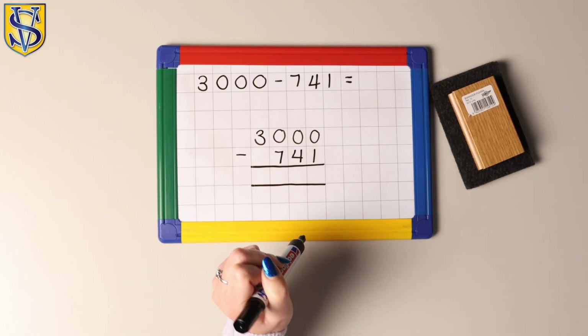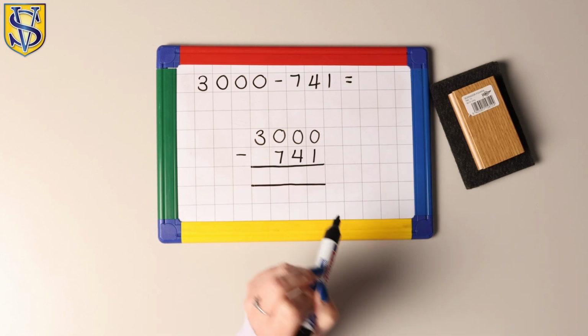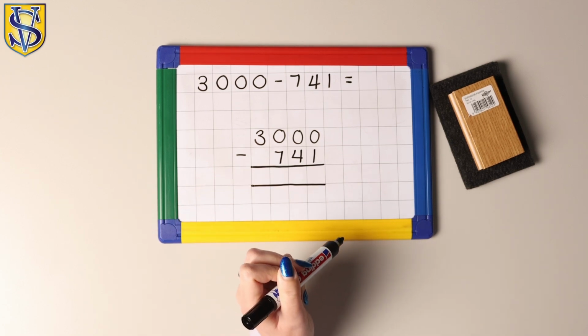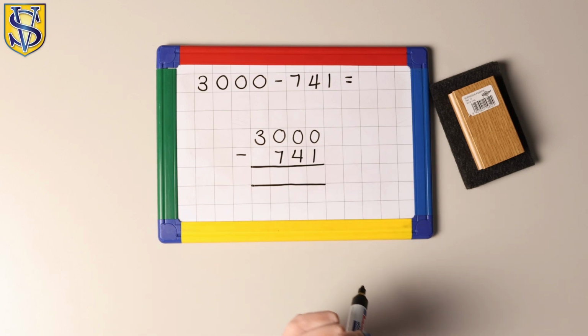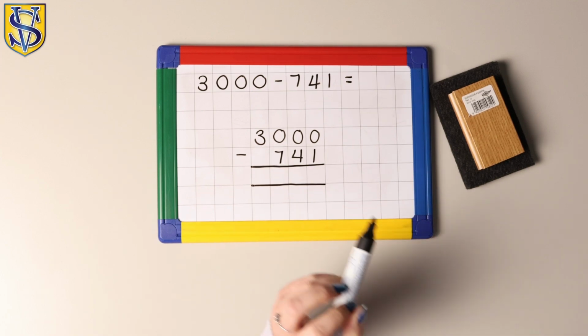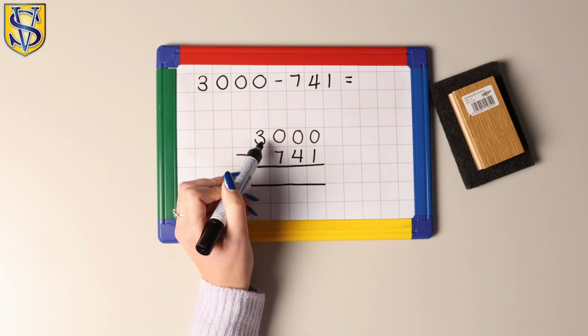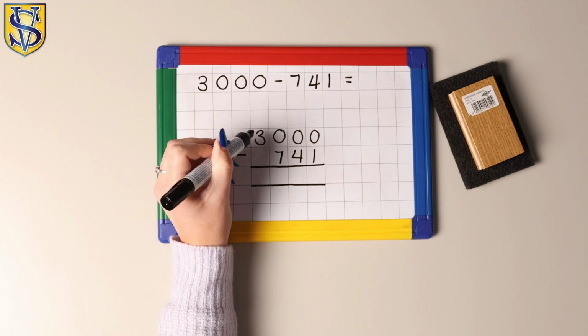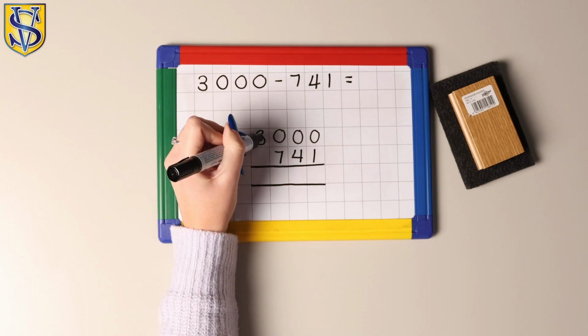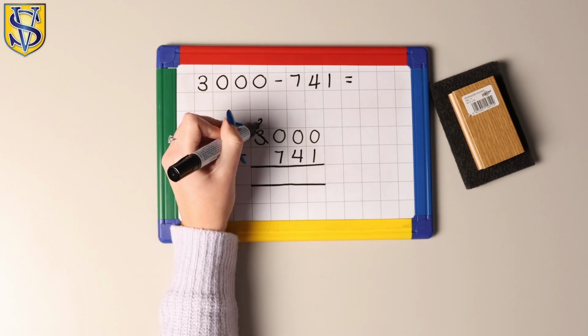So once again, starting at the ones column, what is 0 subtract 1? Well, that's not possible, so you take 1 from the next column. But the next column also has 0, so you then have to check the next column. The next column also has 0. So you actually have to come all the way across to the thousands column. And you're going to take 1 away from the 3. So 3 take away 1 is 2.